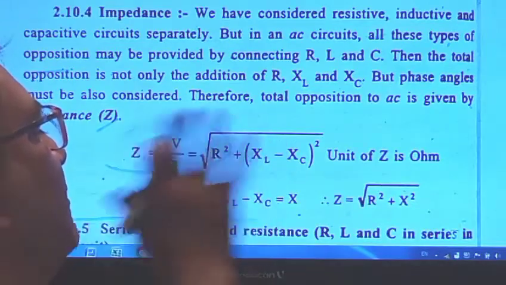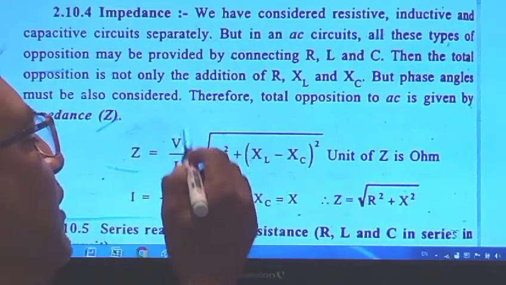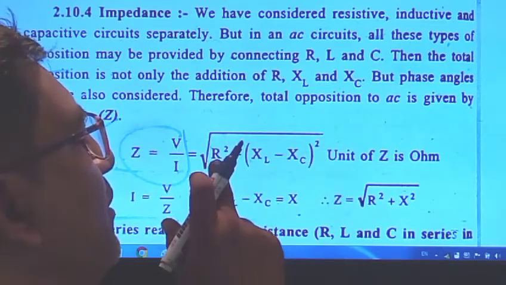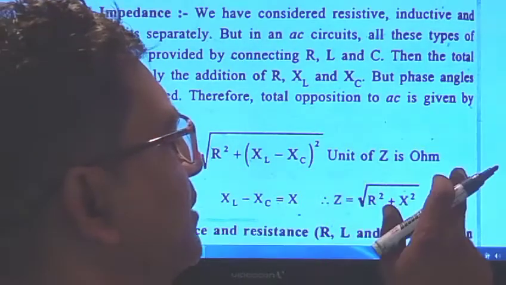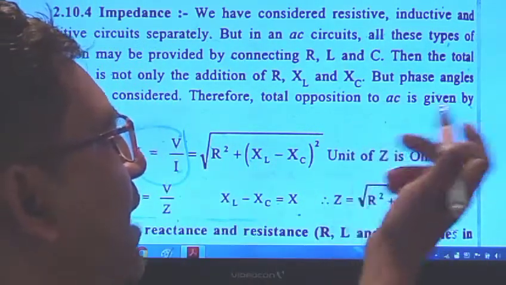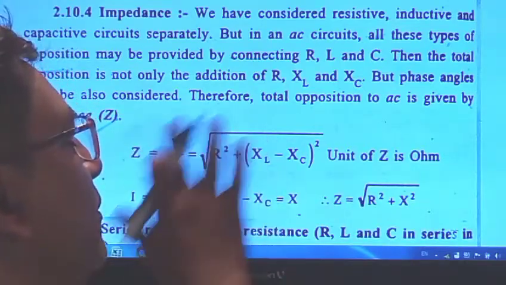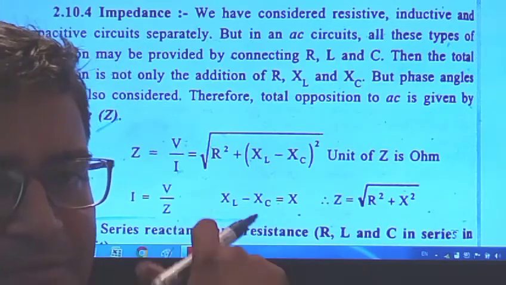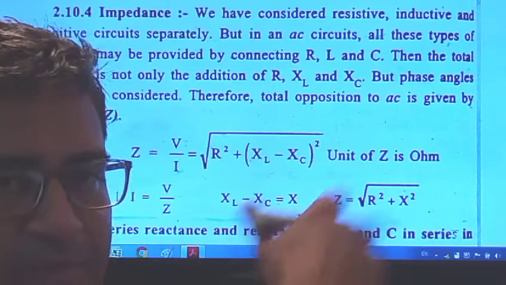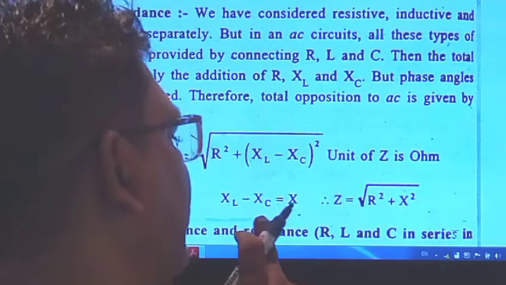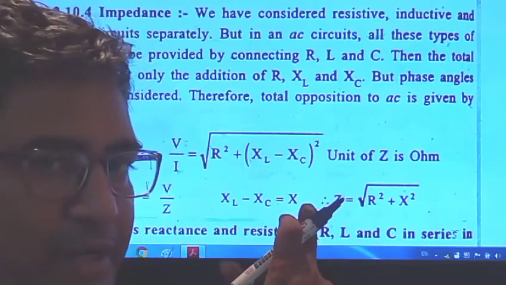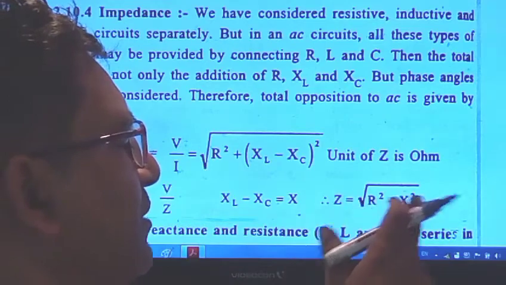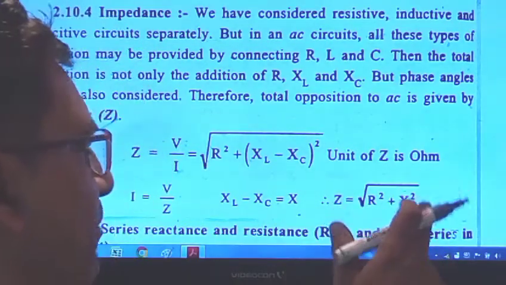Z is equal to V upon I, which is given by the square root of R square plus XL minus XC whole square. The unit for the impedance Z is ohms. As we have studied, I is equal to V upon Z, like Ohm's law, where V is equal to I into R, so I is equal to V upon R, as shown in any circuit. When using the reactance value, X equals XL minus XC, and Z is the square root of X square plus R square.